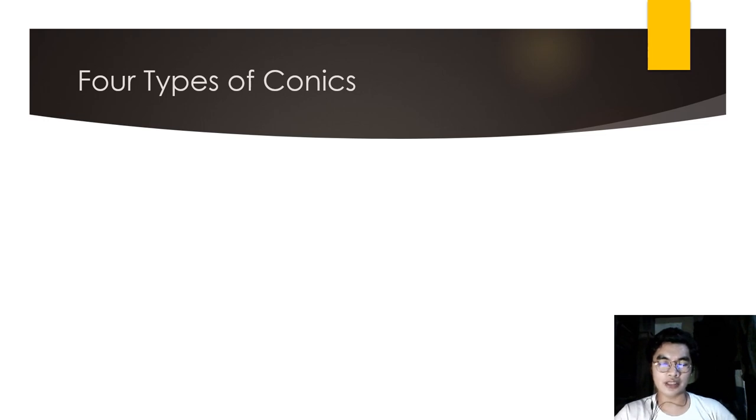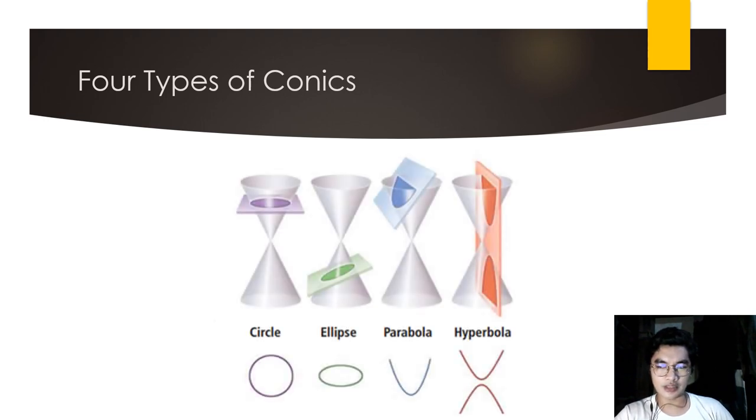Now let me discuss the four types of conics. Let us first define the conics. From its root word cone, conics are formed from a cone. Let me present this figure. As you can see in the figure, there are four types of conics: the circle, the ellipse, the hyperbola, and the parabola. As you can see, there are two inverted cones where the apex is what we call the intersecting point.